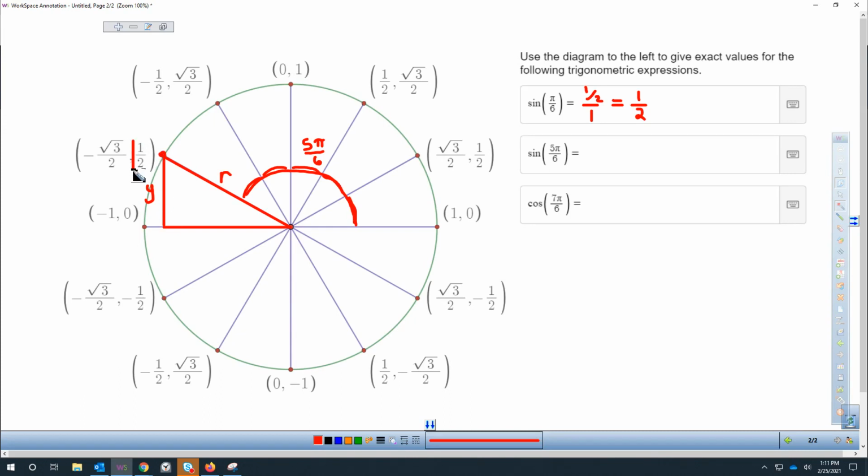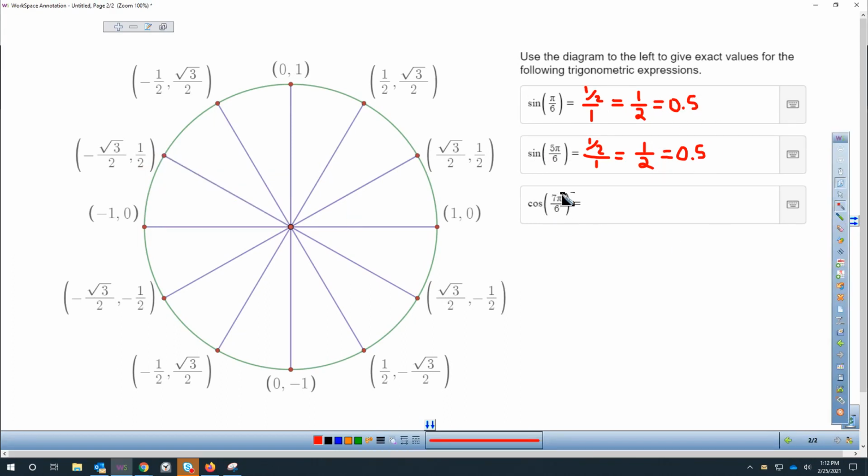So it looks like it's going up 1/2. So this distance is 1/2. So again, I'm going to have 1/2 divided by 1, which is just going to equal 1/2. Now, just for fun, you can type those into your calculator and you'll see that the output is 0.5, which is another way of writing 1/2. So the sine of 5 pi 6 and the sine of 1 pi 6 are both equal to 1/2 exactly.